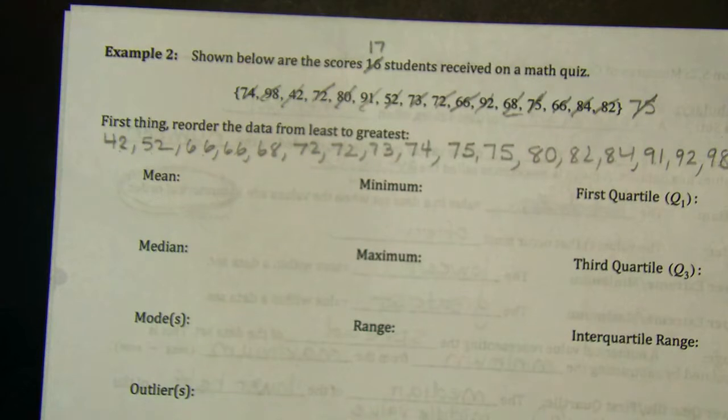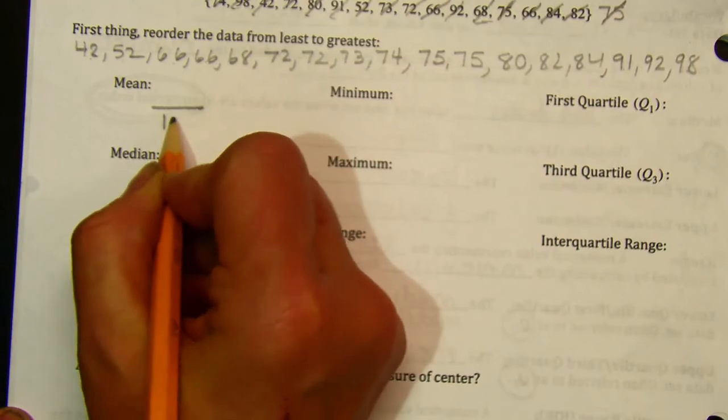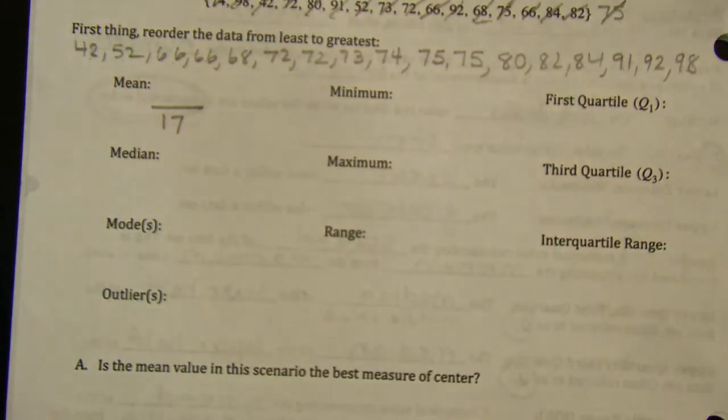Okay. You may use your calculator to calculate the mean. We know we're going to divide by 17. Okay. So add up all the numbers and we'll see if we all agree on that top number.